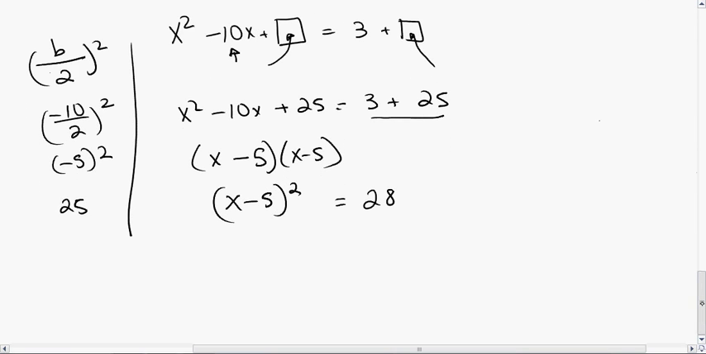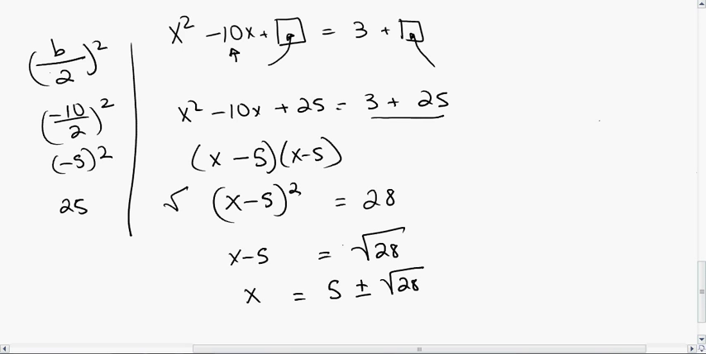Take the square root of both sides. The square root of x minus 5 squared is just x minus 5. So I'm taking the square root of the left, and then the square root of the right is the square root of 28. Add 5 to both sides. X equals 5 plus or minus the square root of 28.